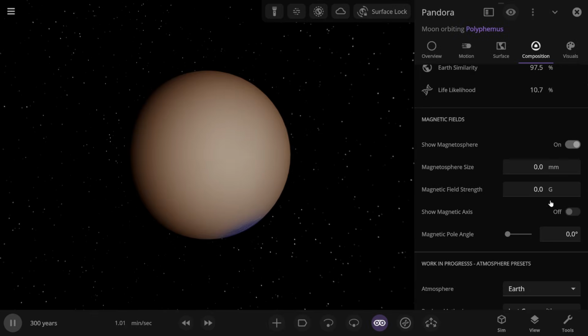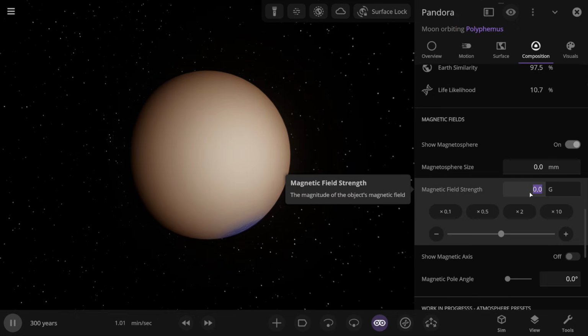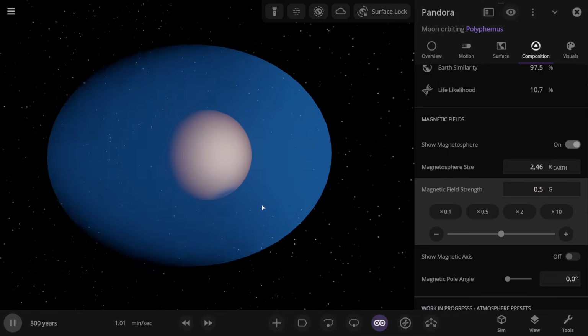I searched for a lot of information on the internet about Pandora's magnetic field. I found information that Pandora's field is non-uniform like Earth's, but it seems to be more powerful or something like Earth's. Well, let's not guess, I'll just set the magnetic field strength to about 0.5 g. Let's just leave it like that.